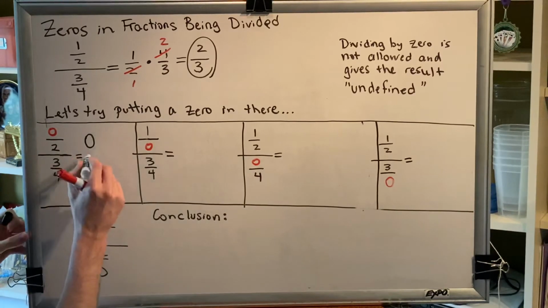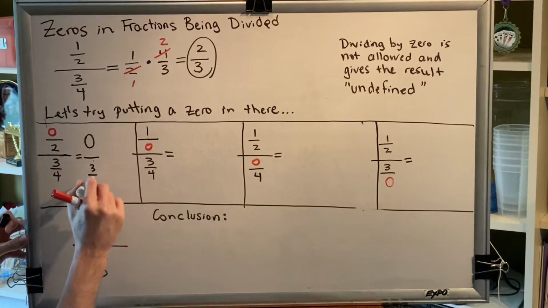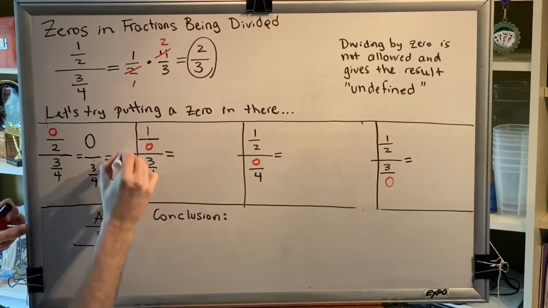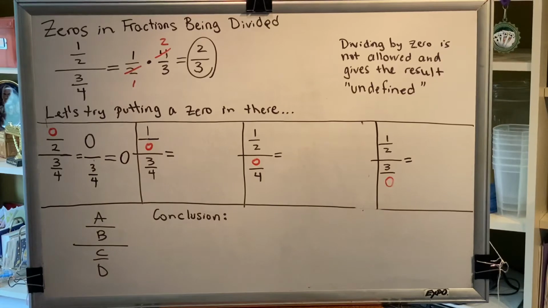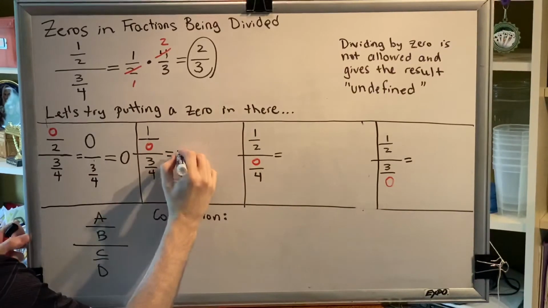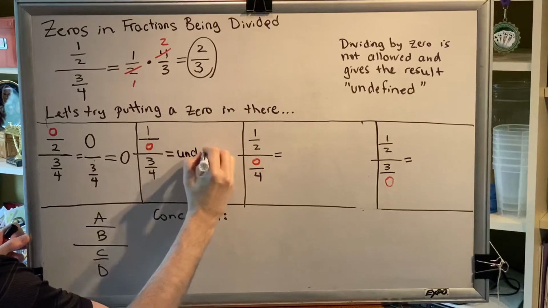All right, so now we have 0 divided by 3/4. Now we learned an important lesson here that when 0 is divided by a non-zero number, we get the result 0, and we're going to use that lesson immediately because that's what we have right here. 0 divided by 3/4 will also give the result 0. Okay, let's move on to our next problem. We have 1 over 0 divided by 3/4. Well, dividing by 0 is not allowed, so immediately we can write undefined.